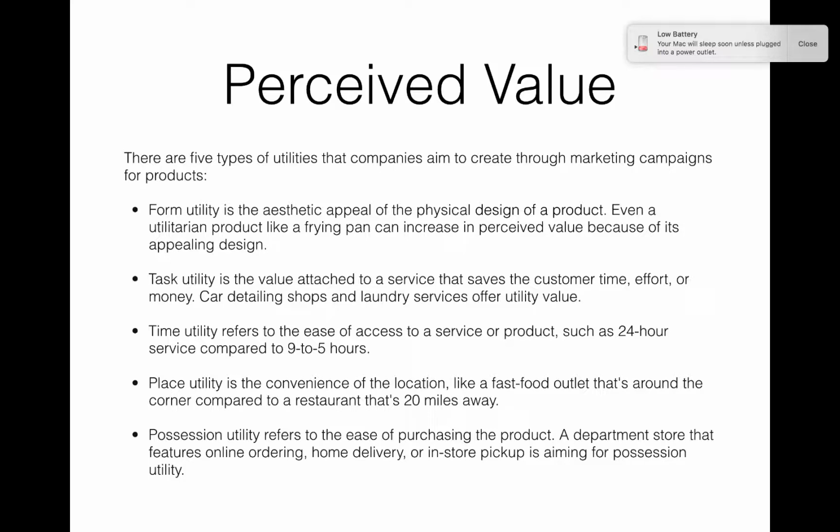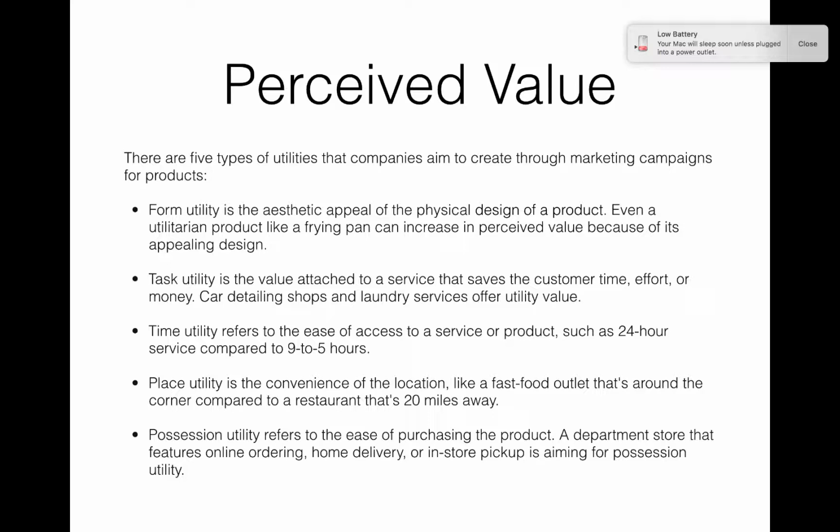Place utility is the convenience of the location, like a fast food outlet that's right around the corner compared to a restaurant that's 20 miles away. And so the perceived value is going to be, it's going to take me less time. You know what? I'm really hungry, that Taco Bell's right across the street. I'm just going to go right across the street and grab Taco Bell rather than jumping in my car and having to even drive just a couple blocks to a different restaurant. And so their focus on perceived value is choosing correct locations that are going to be the most beneficial to their target market.